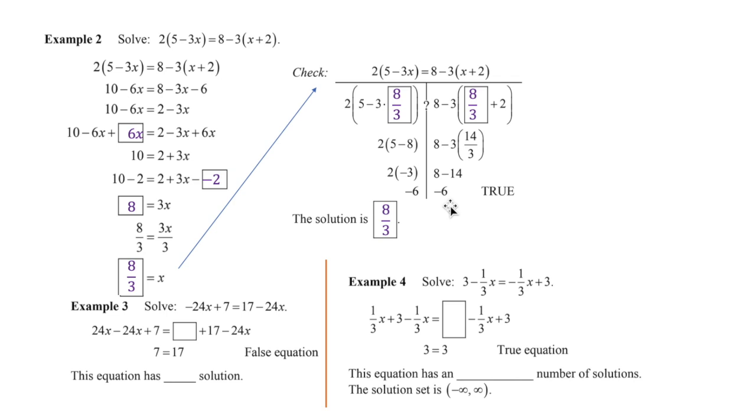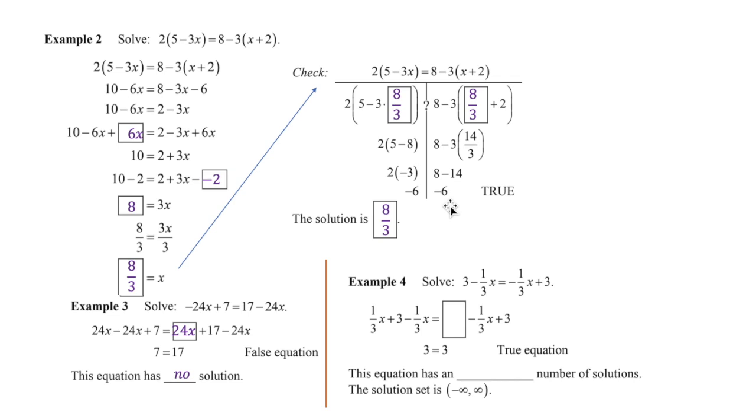Let's solve negative 24x plus 7 equals 17 minus 24x. We'll first go ahead and add 24x to both sides so that we can get all of our x's together. But when I do that, I notice that my x's disappear and all I have left is 7 equals 17. We know that this is not a true statement, so this has no solution.